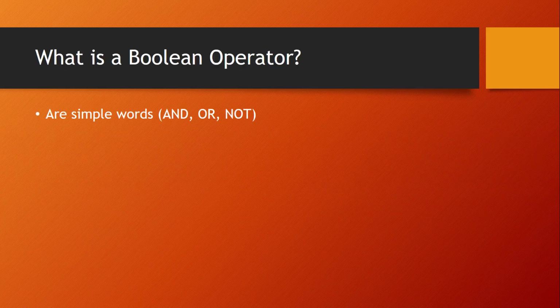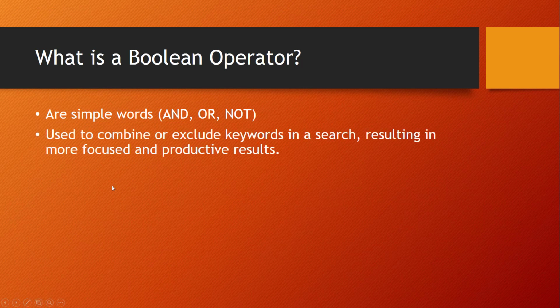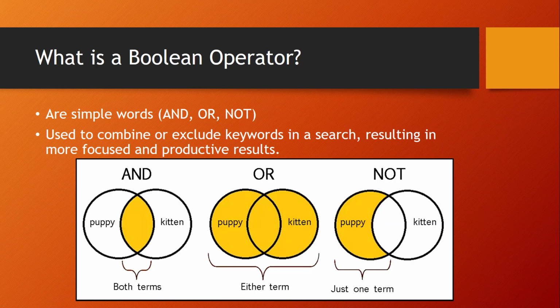Now, you may be wondering, what is a Boolean operator? Boolean operators help you to improve your search when you're using our databases or even when you're using Google, and they are simple words: and, or, not. These are the primary Boolean operators you should see and be working with. You can use these to combine or exclude keywords in your search, and this is going to give you more focused and productive results. So to help you understand a little, I would like to use a visual representation.